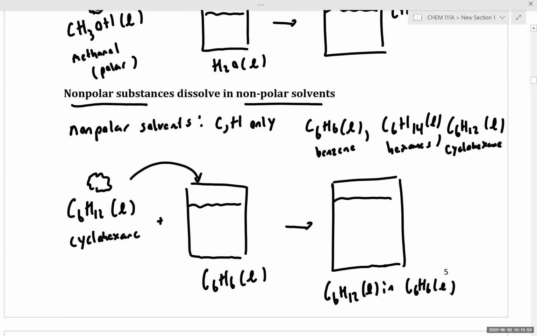Just to anchor this in some of your intuitive reasoning, obviously oil and water don't mix because you have a polar substance, water, and a nonpolar substance, oil. Like dissolves like.